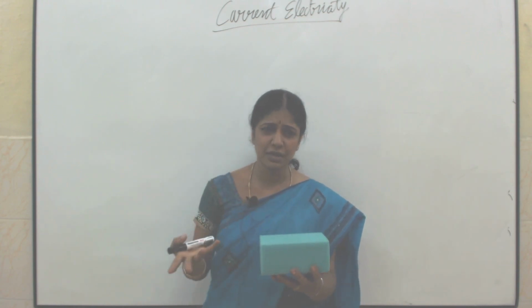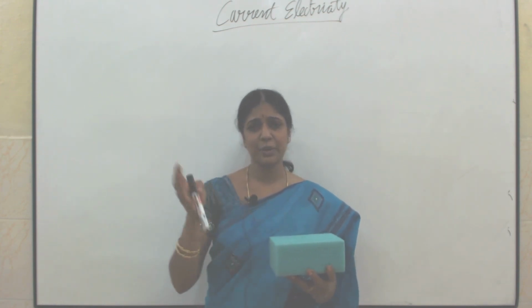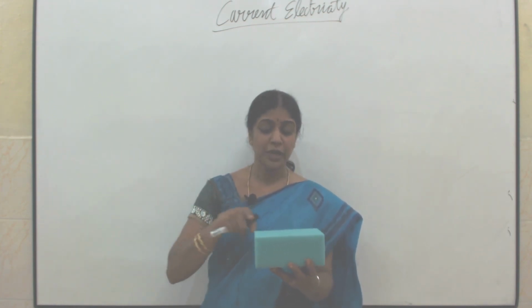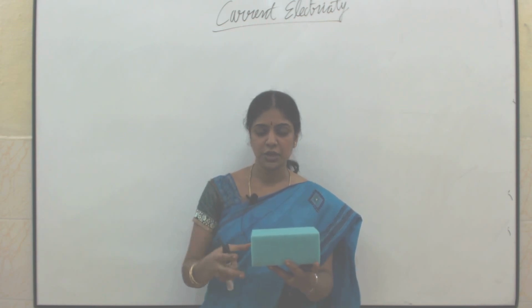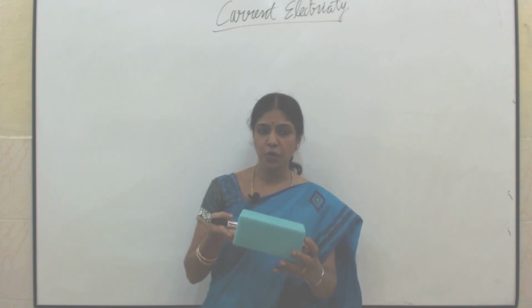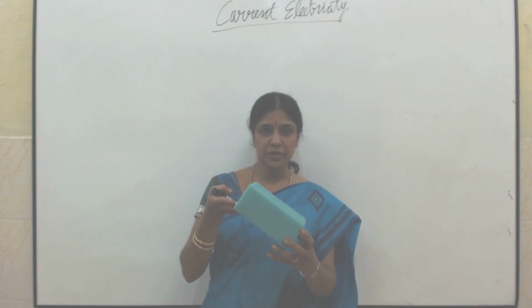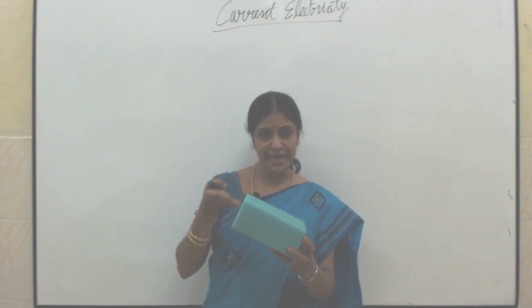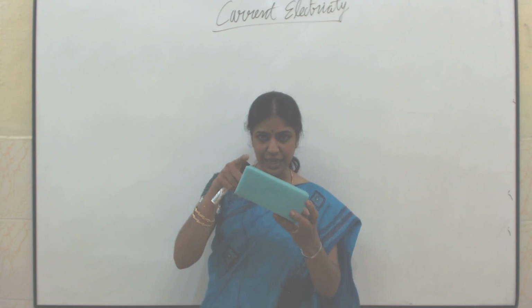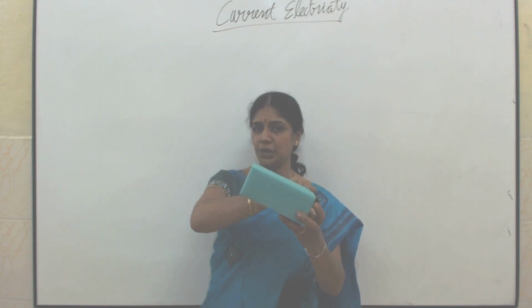Just imagine this is a river. Imagine any river. It may be Ganga, Kaveri, Krishna, whatever it may be. If the base is exactly horizontal, will the water flow? No, definitely not. Now what am I going to do? I am going to lift one end of the river. So this end I am going to lift up. So here its height increases. At this end the height is more when compared to this end.